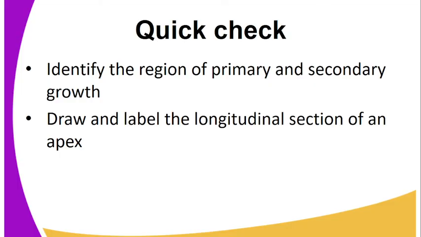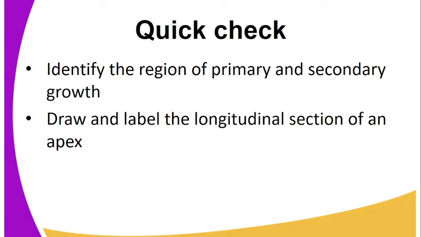So we've come to the end of our lesson. I hope you've understood something. You have to remember that primary growth happens in the apical meristem, and it leads to the elongation of the stem, the elongation of the shoot and the elongation of the root.